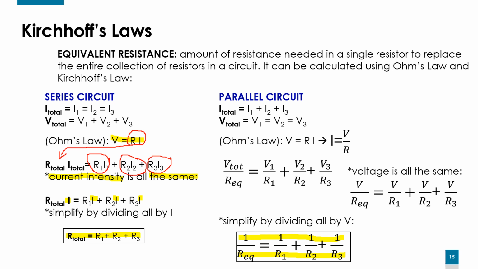So for series circuits, you just add. For the parallel circuit, you need to invert all of them before adding. Okay? You just need to know the formula. You need to know how to use it. And you don't need to do this math. I'm just showing you where this comes from. But you need to know that you need to use this formula. Okay?